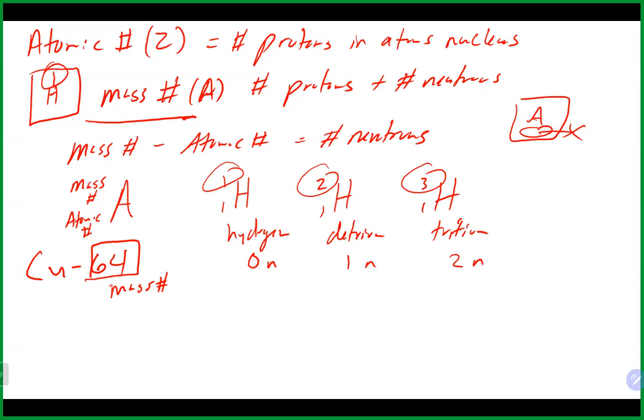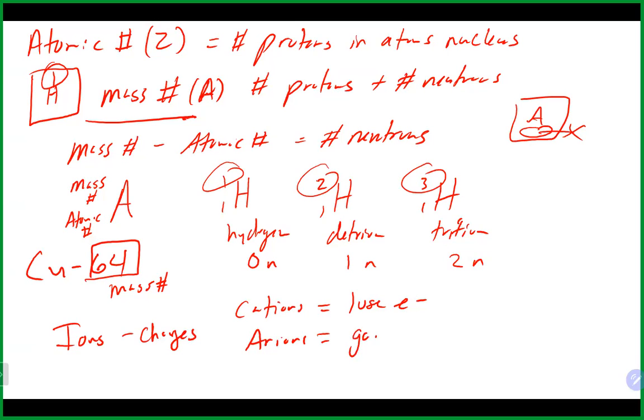Things that have charges, which are obviously ions, right? Things with charges. And there are cations and there are anions. And obviously cations lose electrons and anions gain electrons.